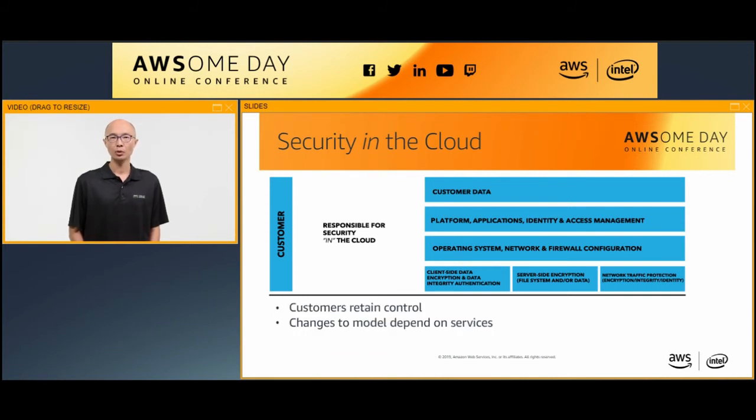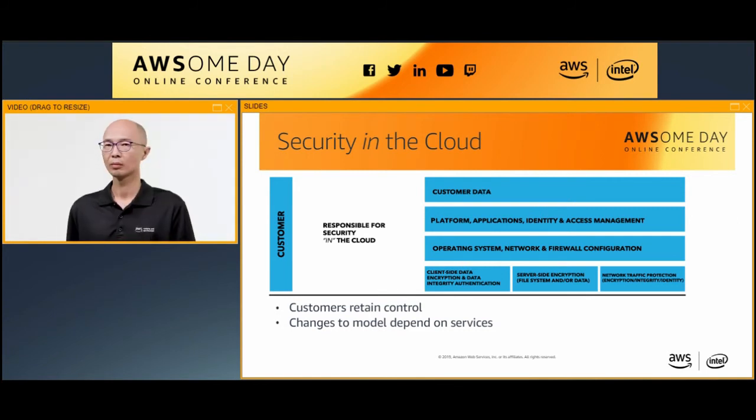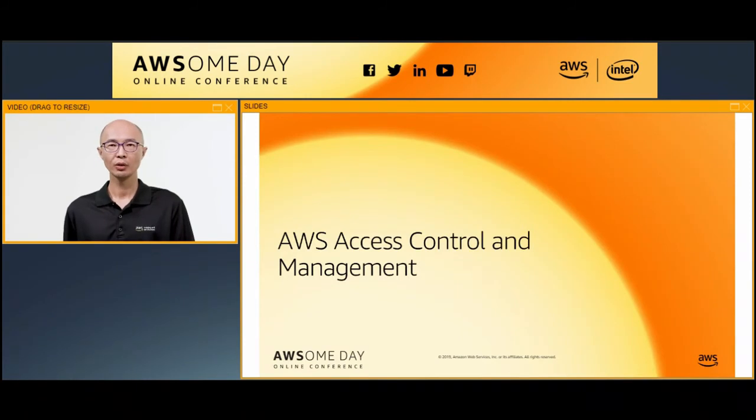Customers get to retain control of what security they choose to implement to protect their own data, platform, identity and access management, applications, and operating systems. That includes patching their guest OS and applications. This basically means that the shared responsibility model changes depending on the AWS service the customer uses. One of the key AWS security services is Identity and Access Management, which is the next service we are looking at.